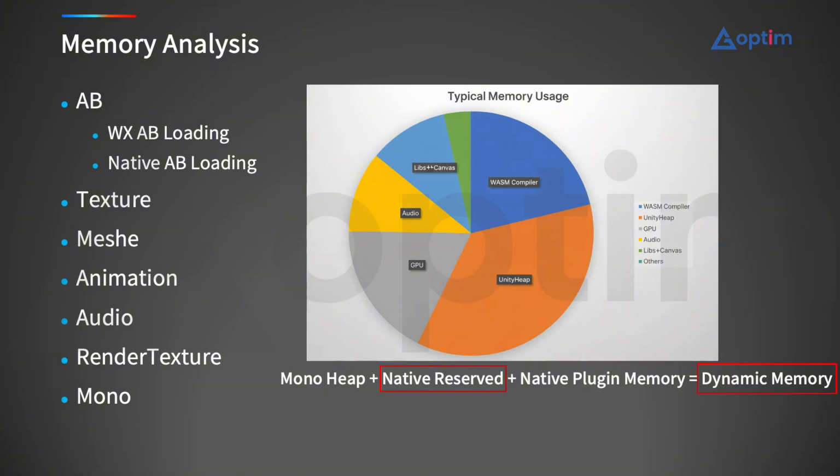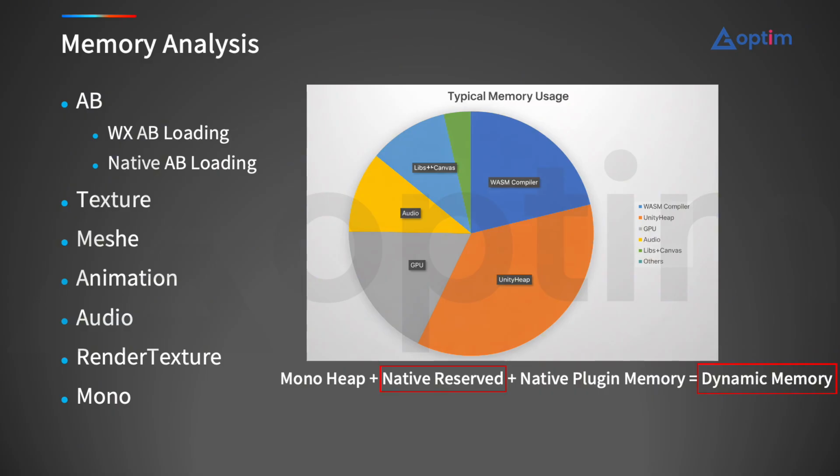This pie chart comes from the official documentation of WeChat minigames. To be honest, when we first saw this chart, we were somewhat confused, as its memory structure is quite different from that of Unity app games. It took us a while to figure out the meaning behind this chart. One important note in the official documentation is that dynamic memory is the sum of three components. Among these three components, native reserved differs from Unity's native or Unity reserved.